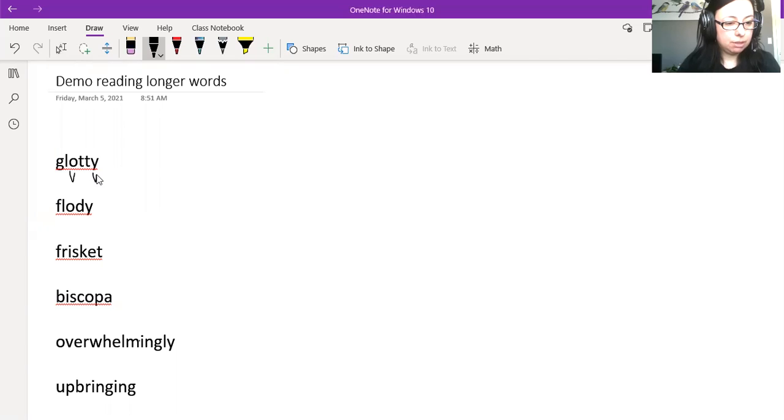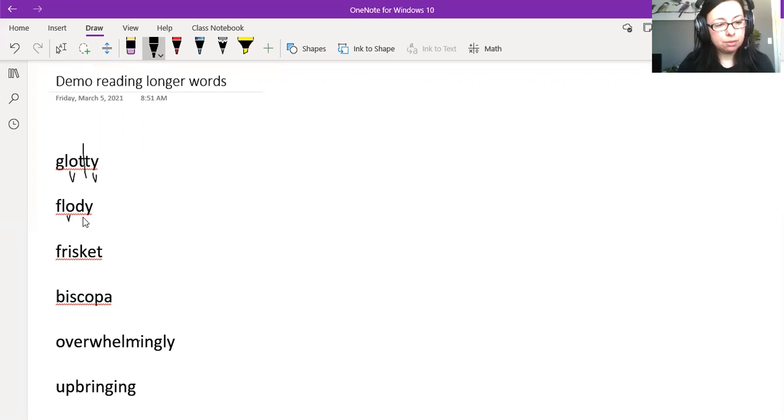There's a vowel here, and I have two consonants between the vowel, usually divided between them. And now I will have my first syllable is glot, second syllable is ty, glotty, glotty. So the purpose of this video is not to show you how to actually do the syllable division. Just assume the student already knows this, and they're just using their knowledge to figure out the word.